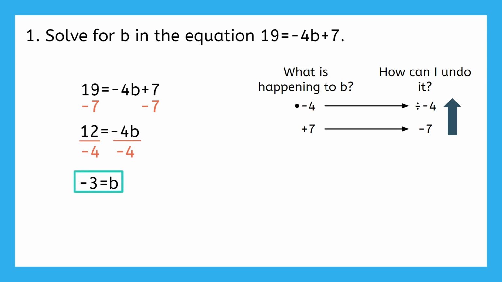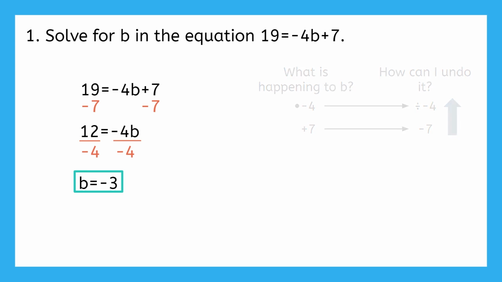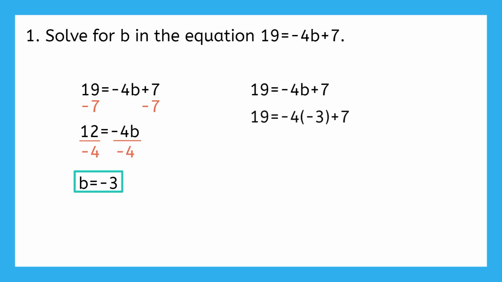If you like seeing your variable on the left side, you can absolutely rewrite this solution as b equals -3. Since both sides of the equation are equal, we can always write it in either direction. Remember, we can always substitute this solution back in for b in the original equation to check our work and make sure that it's correct. In this case, we can see that it is.